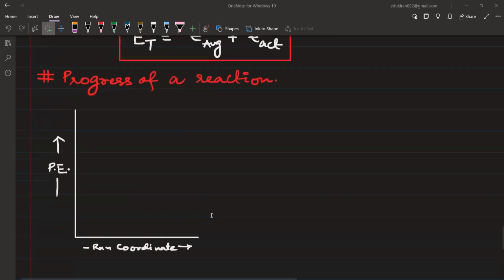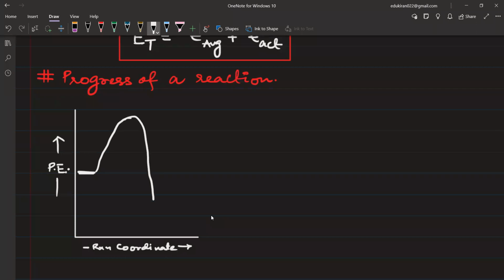Done? Okay. Now, let us suppose that initially all the reactant molecules have some energy here. This is the average energy of all the reactant molecules. That means it will require some energy to achieve the threshold energy. Let us suppose that it requires this much energy to achieve the threshold energy. And when it forms a product, let's suppose that the product's average energy is lesser than that of the reactants.